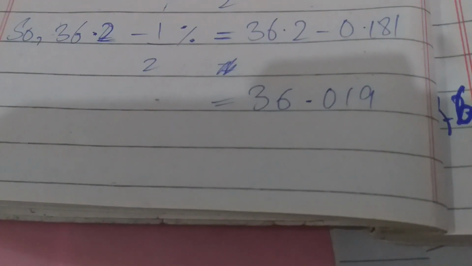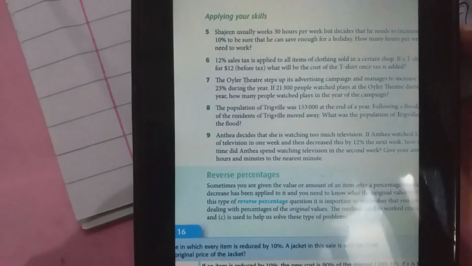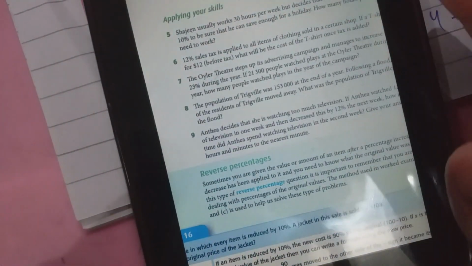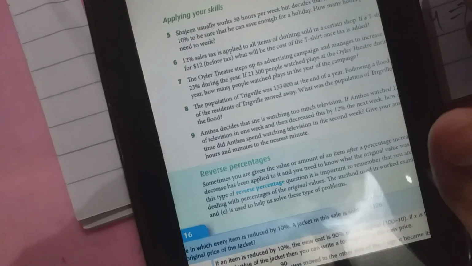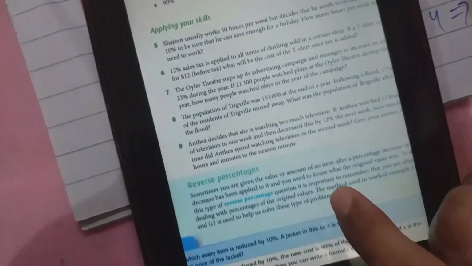You can do it with the help of a calculator. As we have some Applying Your Skills questions, they are word problems, but the thing is the same. You need to increase the number by a specific percentage or decrease the number by a specific percentage, and they have given the percentages.